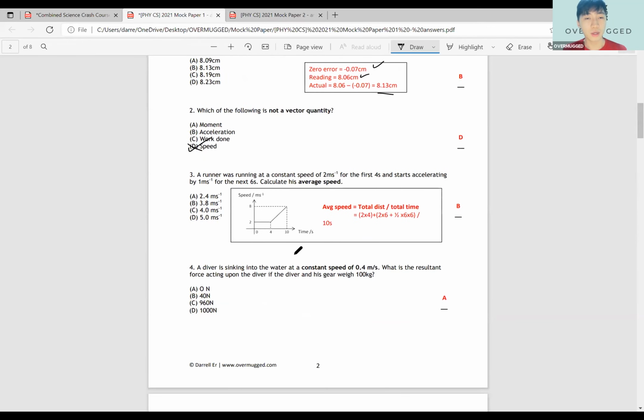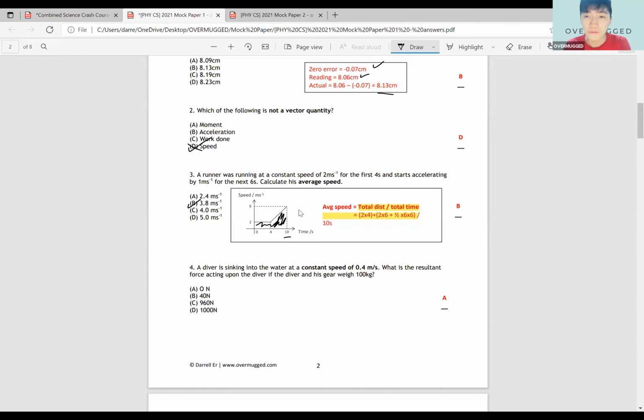Okay, for question three, if the question doesn't give you a graph when you're doing something related to speed-time, you draw your own graph. That's the technique, right? So you take a look at the graph here. How do we find average speed? It's total distance over total time. How do we find total distance for a speed-time graph? You take the area underneath the graph. So you calculate the area underneath the graph divided by total time, which is 10 seconds. That's how you get your answer.